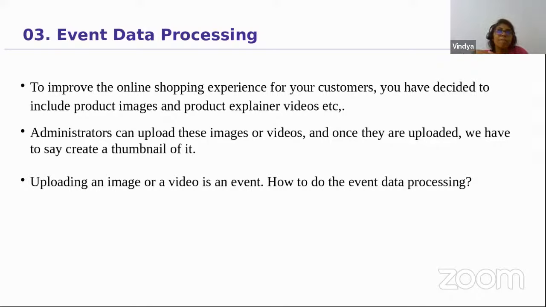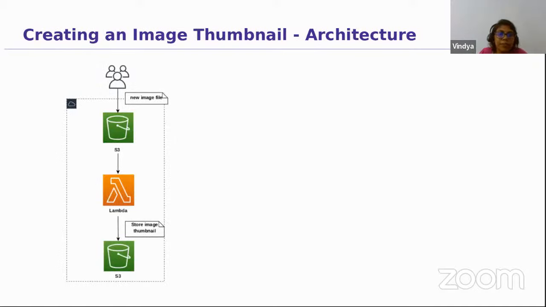When you upload an image or a video, it's a particular event. All you need is a triggering function to do something when this event happens. So if you look at creating a thumbnail, an administrator uploads an image file to an S3 bucket. You can configure it to trigger a Lambda function, create a thumbnail out of it, and store it maybe in a different S3 bucket or in the same S3 bucket. So you can go for a simple architecture like this.